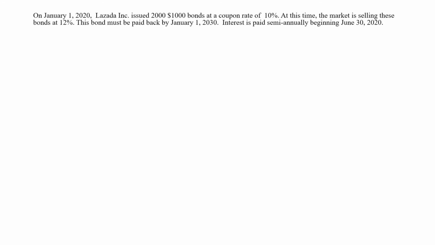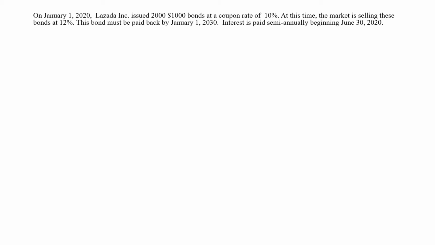So, for example, on January 1, 2020, Lazada Incorporated issued $1,000 bonds at a coupon rate of 10%. At this time, the market is selling these bonds at 12%. This bond must be paid back by January 1, 2030. Interest is paid semi-annually beginning June 30, 2020.